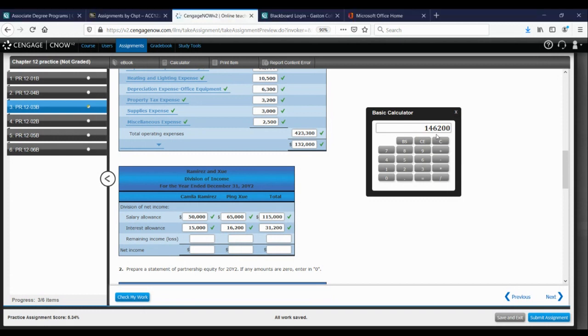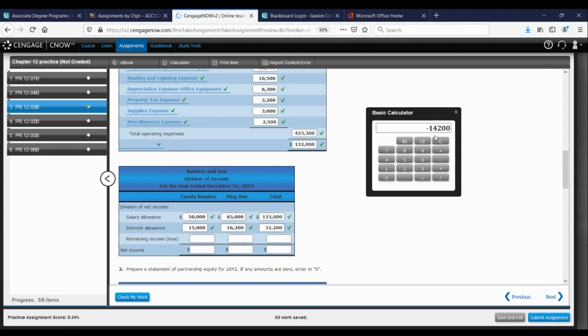Our total allowances are more than our net income. We still find the difference by subtracting the net income amount minus the total allowances, and that'll give us a difference of $14,200. Notice it's a negative difference.